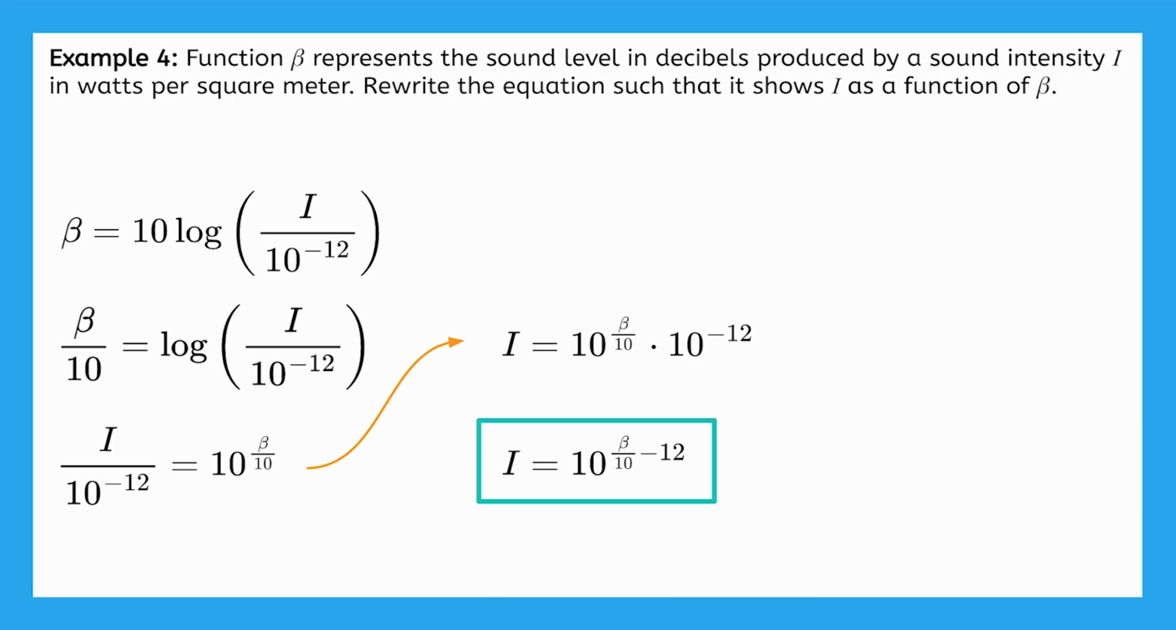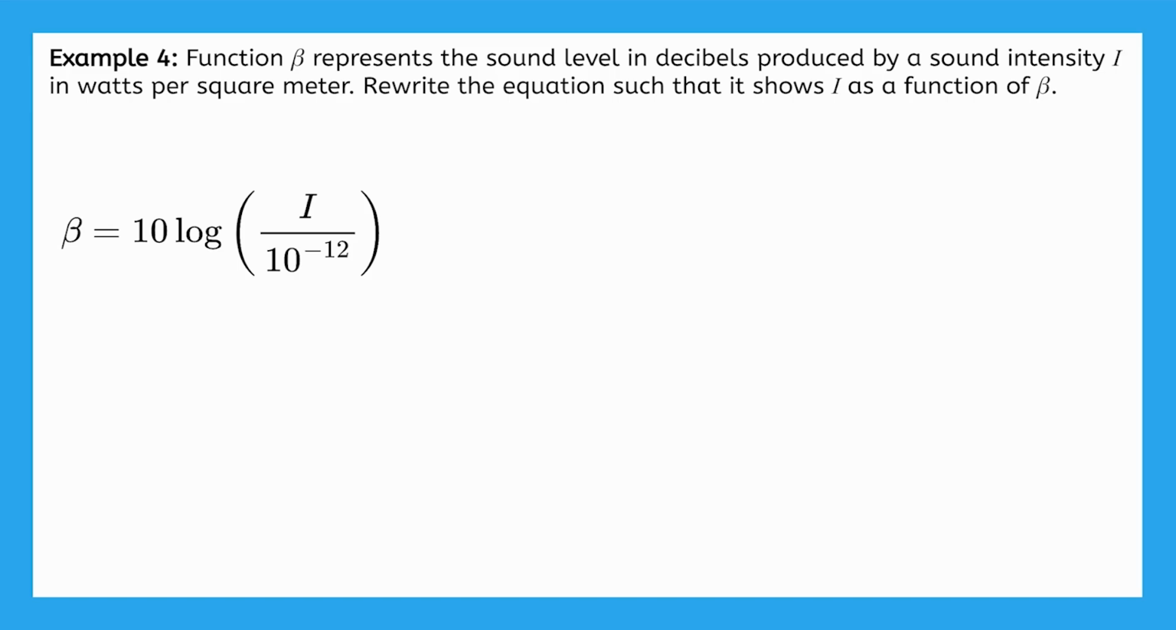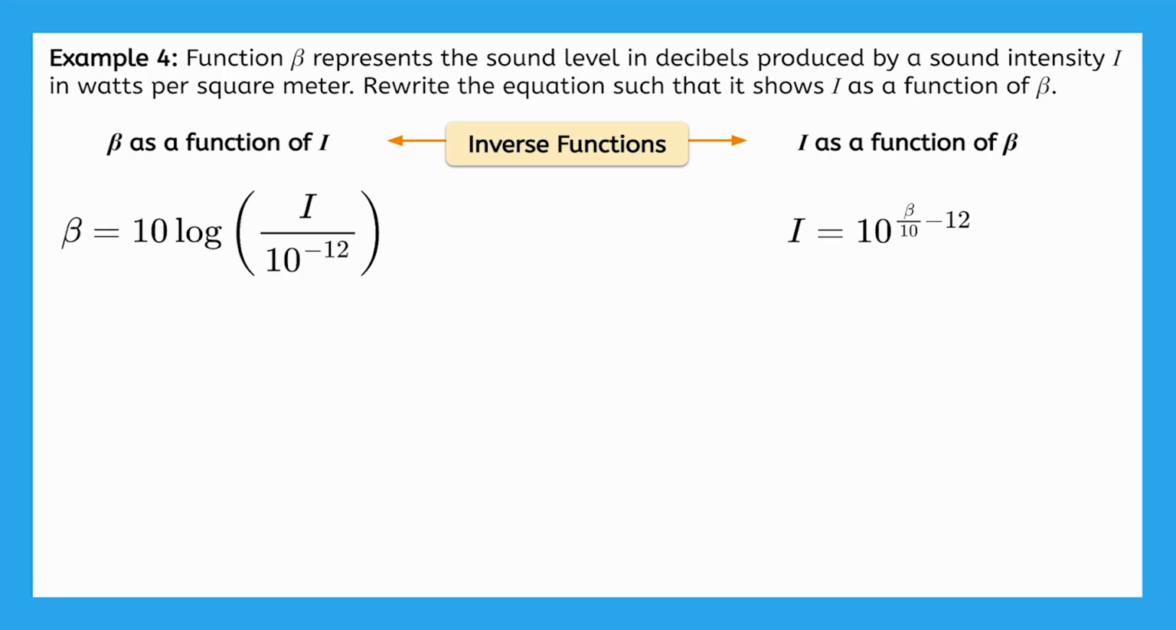The process we just did feels familiar. It's kind of like we found the inverse. Guess what? We actually did! Our original equation showed beta as a function of I, and we found an equation that does the exact inverse. It shows I as a function of beta. Therefore, these are inverse functions. However, why didn't we follow the same steps as with the previous example?